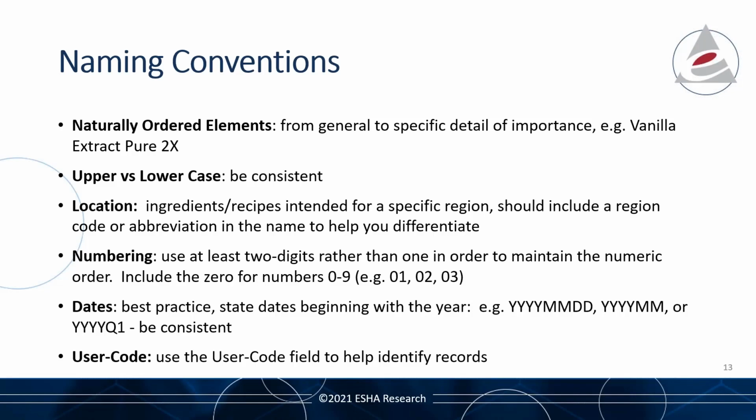And for dates, for best practice, if you include dates in the name, consider beginning the dates with the year format. So start with the year 2021 or whatever, and then followed by the month or the month and the day or quarter. Again, it just helps sort and filter items in a logical manner. And you can also use the user code field in Genesis to help identify a specific ingredient. The user code must be unique for each food or ingredient, so just keep that in mind.